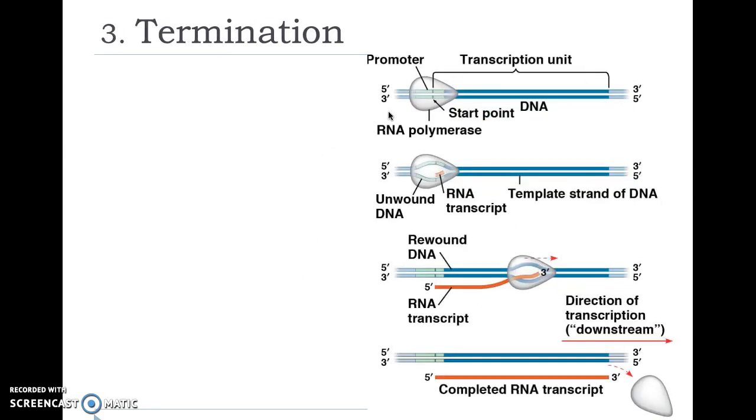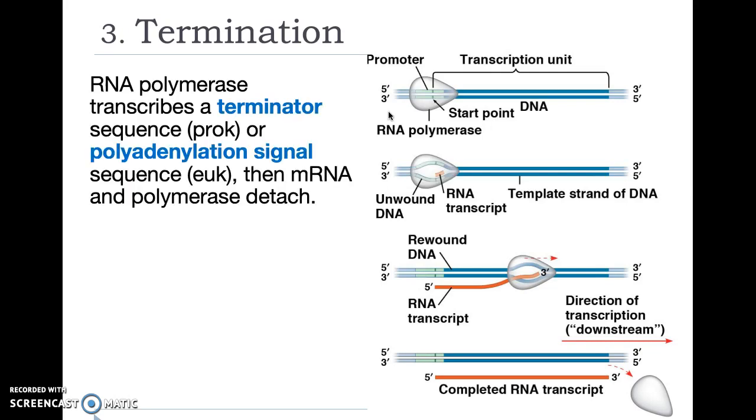The third and final step of transcription is known as termination. So what ends up happening in termination in a prokaryotic cell or a bacteria cell, RNA polymerase is going to transcribe or code a terminator sequence. Once that terminator sequence is made, RNA polymerase is going to stop making RNA and detach itself downstream from the mRNA strand. Now, it's a little bit more complex in a eukaryotic cell.